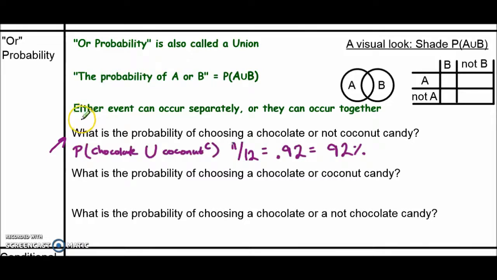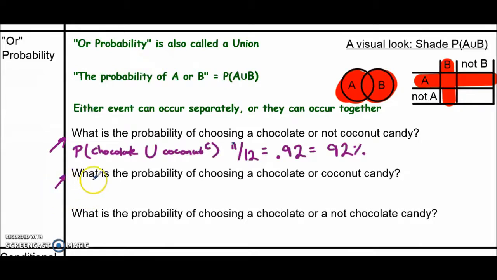The last detail about or unions is that either event can occur separately or they can occur together. So looking at this visually, if we want to shade the probability of A union B, or A or B, we would first shade A, then we would shade B, and since this is OR probability, also called a union, we're going to consider all the places that are shaded and not just the intersection.